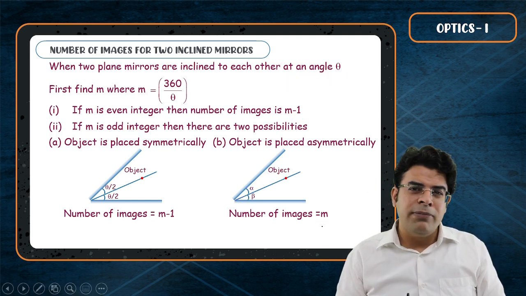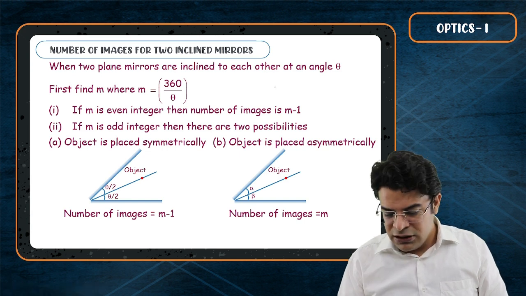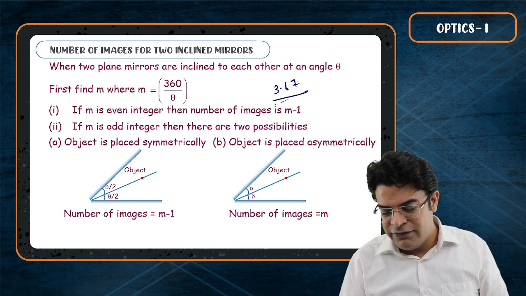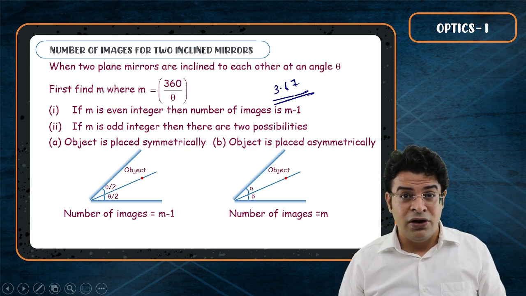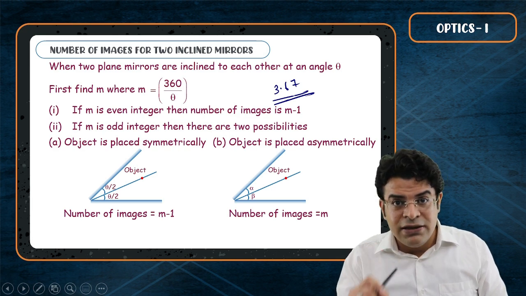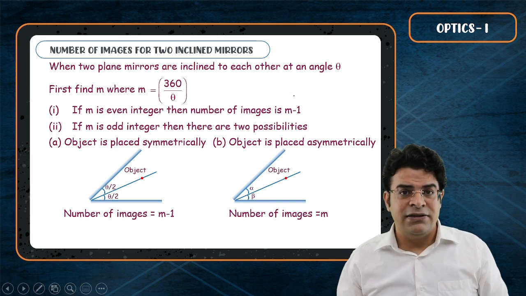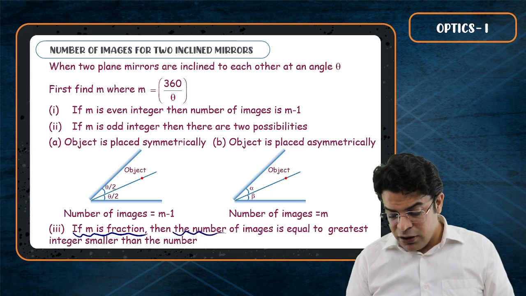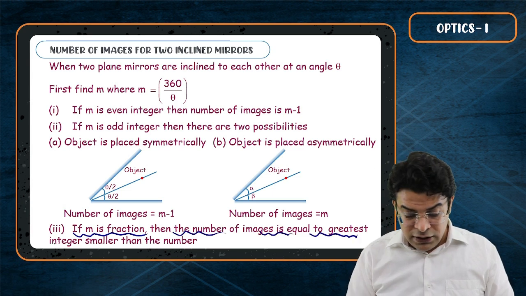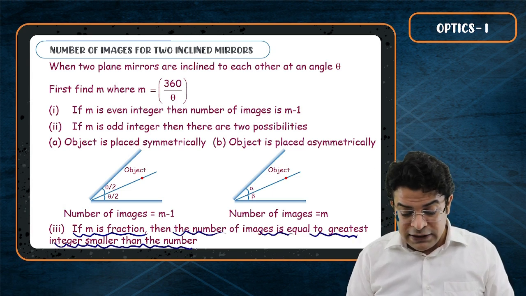But sir, all numbers can't be even and odd. Sir, tell me 3.67 is even or odd? No, it's neither even nor odd. It's a fraction. So if you get a fraction, then what to do? So if m is a fraction, then the number of images is equal to the greatest integer smaller than the number.